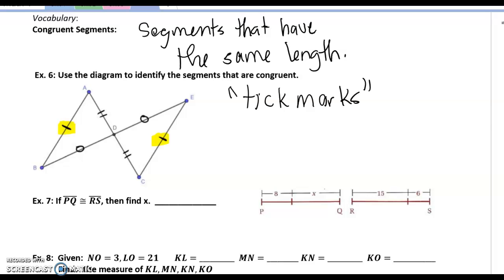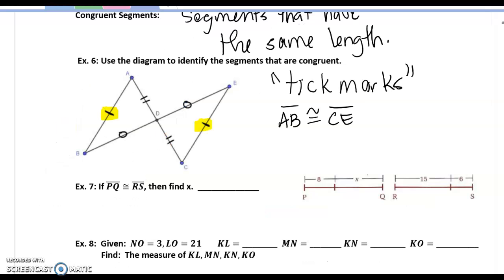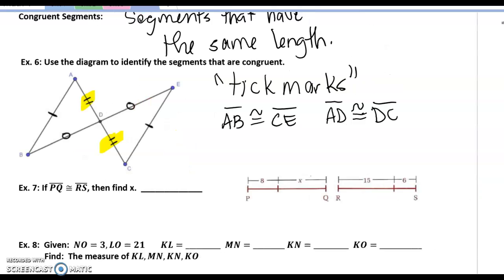Like, for example, you see that each of these line segments here that I highlighted has that single line like a dash. Because they are the same marks, they are telling us that these two segments are congruent. And this is how you write that statement. Segment AB is congruent to segment CE. Again, the symbol for congruent is that equal sign with that tilde mark above it. These two segments have like a double dash tick mark. So that's telling us that these two segments are congruent. Segment AD is congruent to segment DC.